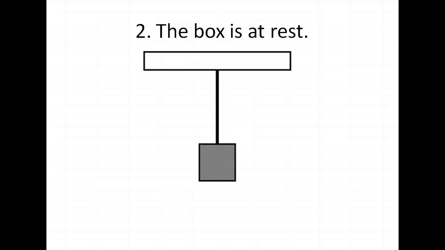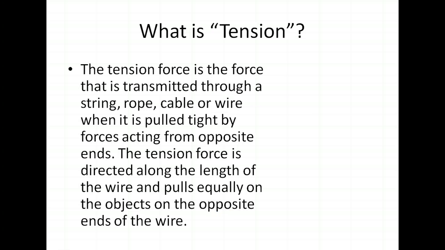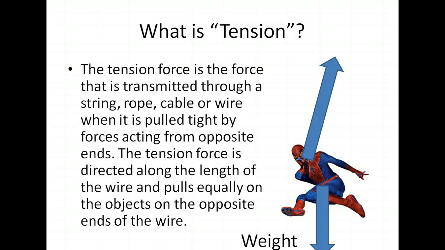So here we have a box at rest hanging from a string on a support. We know we have the weight force, but what's holding it up? In this case, that string is, and we call that tension. So what is tension? The force that is transmitted through a string, rope, cable, or wire when it's pulled tight by forces acting from opposite ends. So here you can see we've got Spider-Man hanging from his web. The gravity is pulling him down, so that's his weight. But the web that he's thrown out there is creating a tension force, pulling him upward.